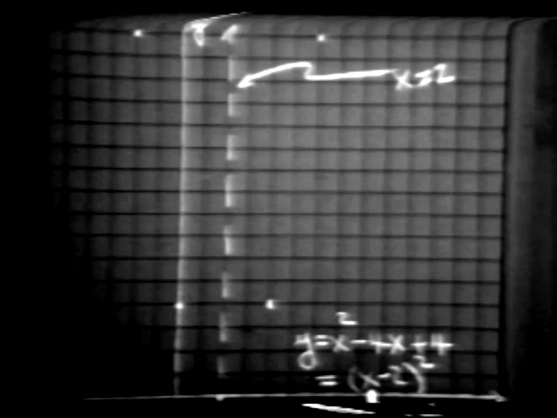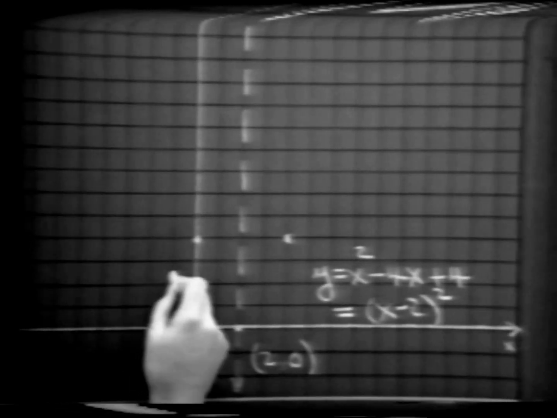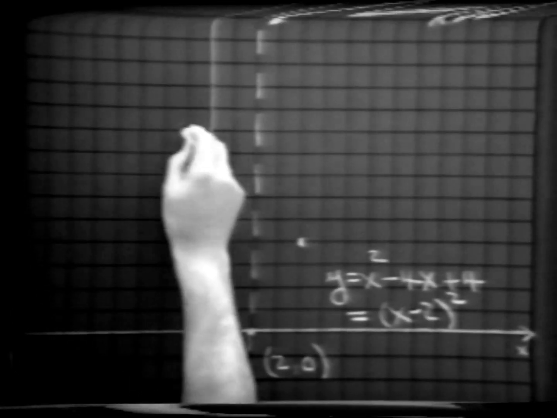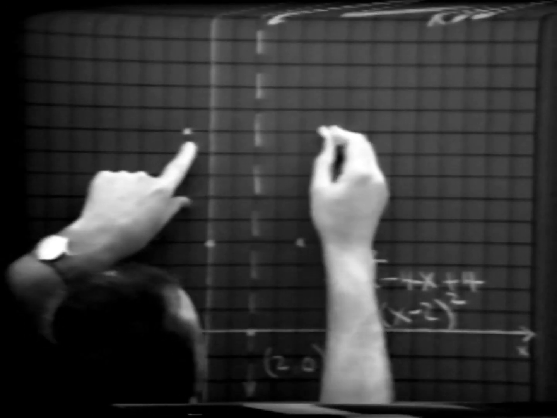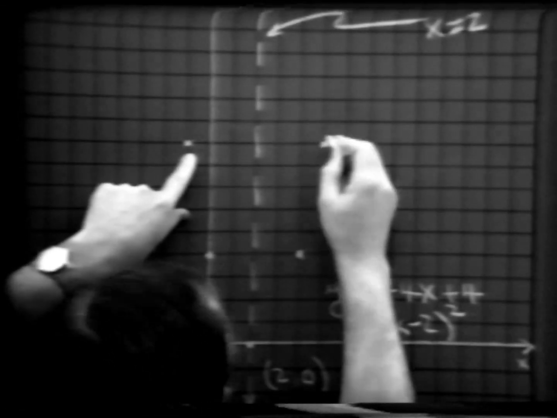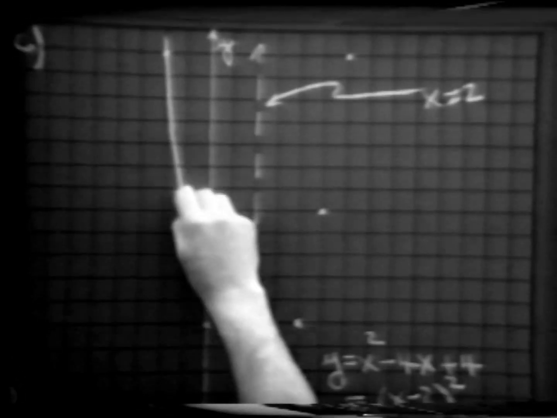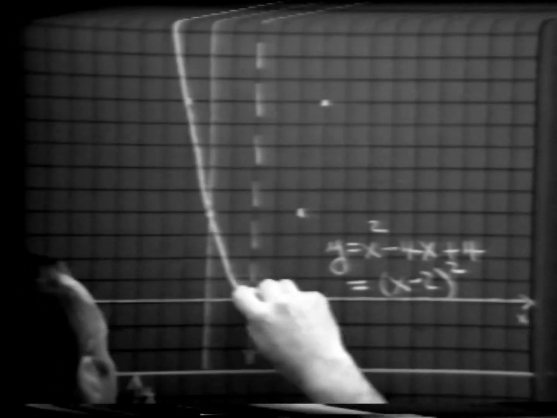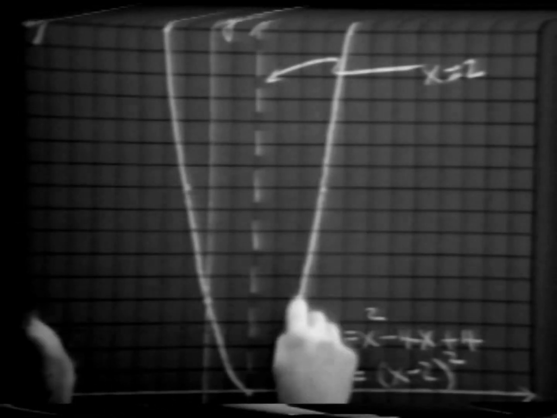Let me take one more point, such as when x is -1. -1 minus 2 is -3. -3 squared is 9. So we come up 1, 2, 3, 4, 5, 6, 7, 8, 9. This point must be on the graph. We come out 3 units, so 1, 2, 3 units here. This point must be on the graph too, and through those points we can draw a nice smooth curve, which is going to look like this, and on this side, a nice smooth curve, which is going to look like this.